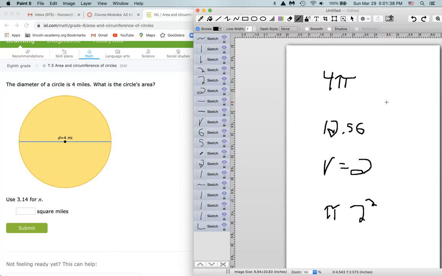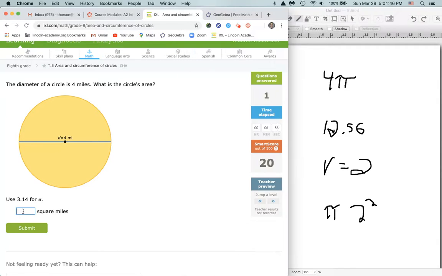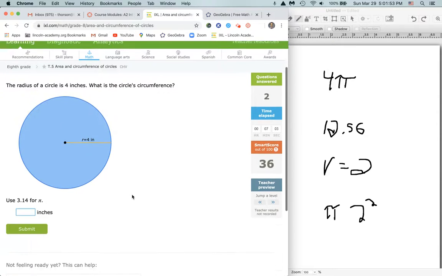2 squared is 4. And I already know what 4 times pi is. I did it in the previous problem. 4 times pi is 12.56. So again, come over here, 12.56, and hit submit. Those happen to have the exact same answer.